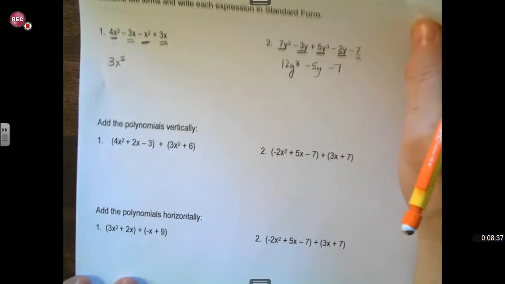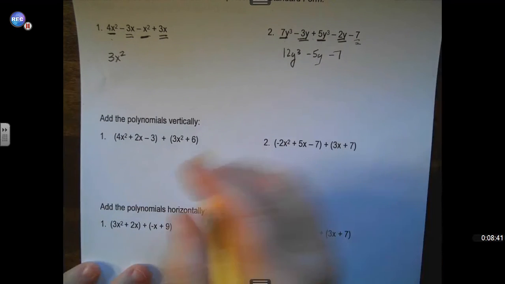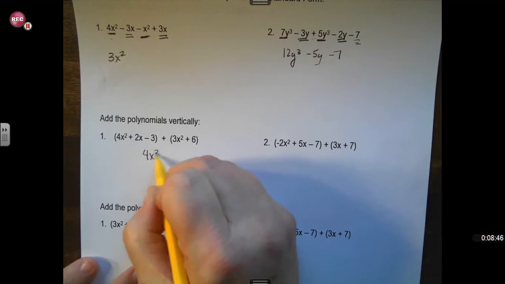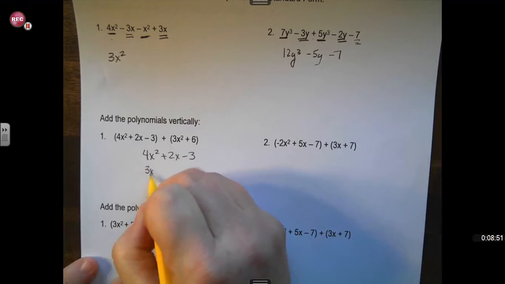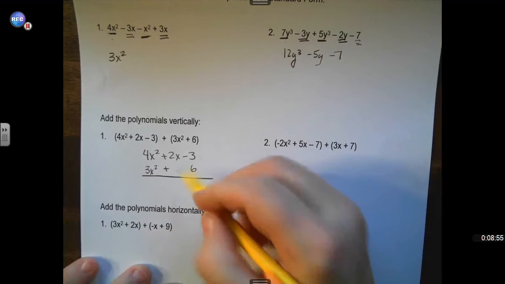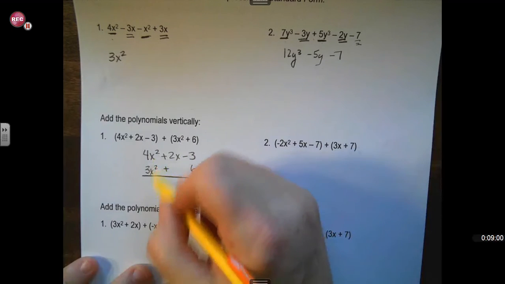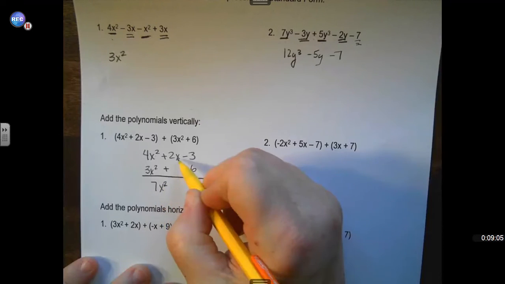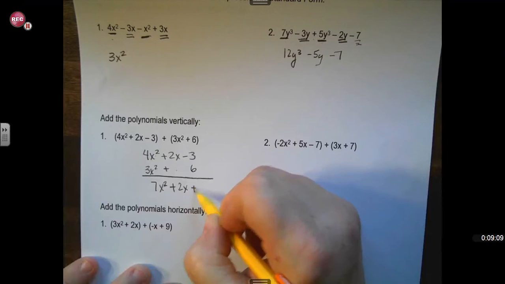They're going to have you combine these vertically too, and they'll show up in the online homework like this. It'll be 4x squared plus 2x minus 3, and then we have 3x squared plus 6. There is no linear term here in the middle, and so we just add them in the column. This plus this is 7x squared. 2x plus 0 is 2x. And negative 3 plus 6 is plus 3.